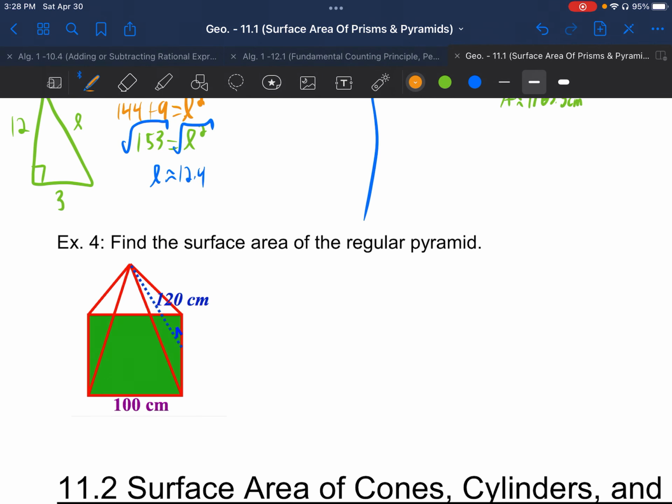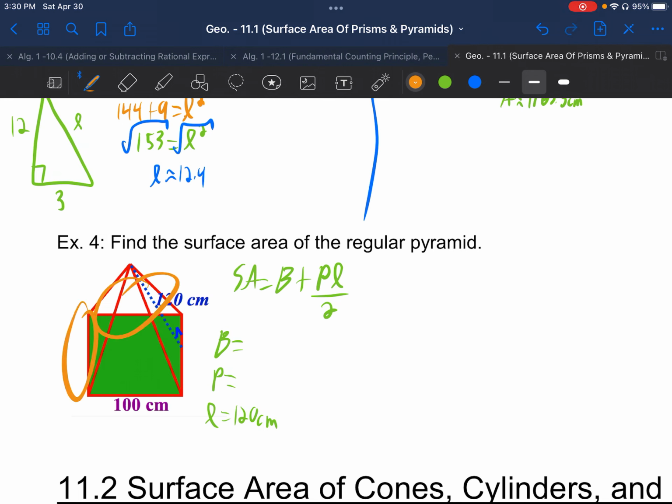Finding the surface area of this regular pyramid. This time the base is a square, since it's regular, since all 4 sides have to be congruent. And there are 4 lateral faces. So the surface area formula doesn't change. It's still the area of the base plus the perimeter of the base times the slant height over 2. We need to find the area of the base, we need to find the perimeter, and we are given the slant height to be 120 centimeters right here. Well, the perimeter of the base is just taking the number of sides, 1, 2, 3, 4, times one of the side lengths, 100, and we get 400 centimeters.